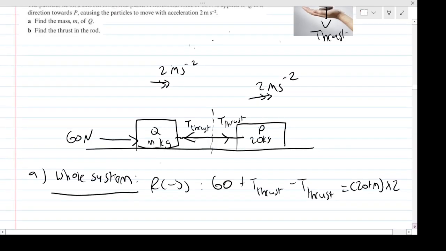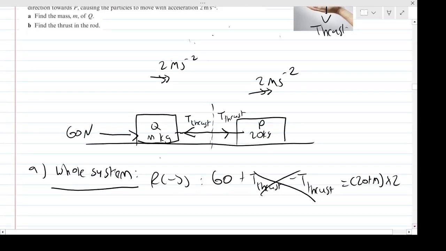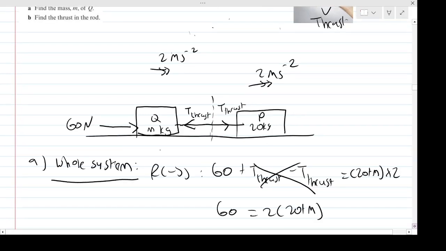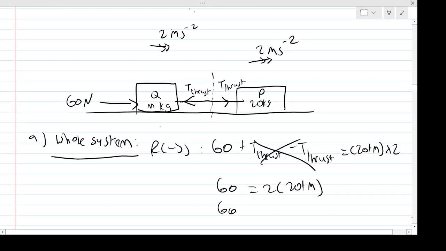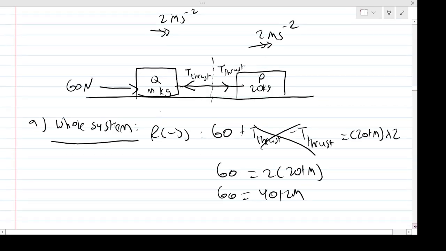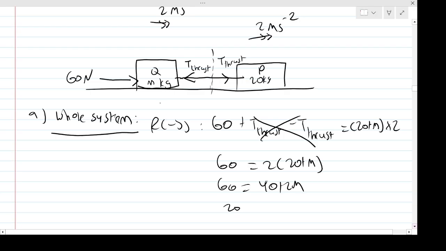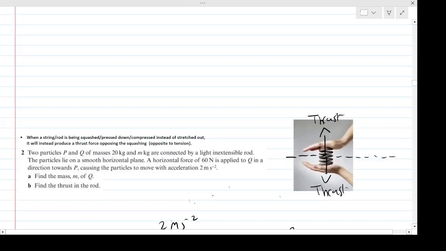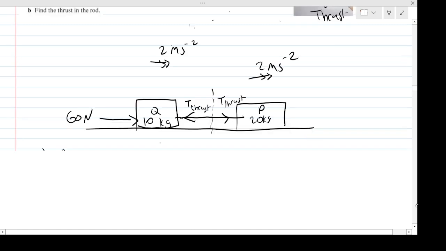Okay, well, the thrust forces here cancel. So we're just left with 60 equals 2 lots of 20 add M. So at that point, we solve for M. If we expand the brackets, we get 40 add 2M. And so then we get 20 is 2M, therefore M is 10 kilograms. So that is the mass of Q. Okay, I can add that on now. 10 here.